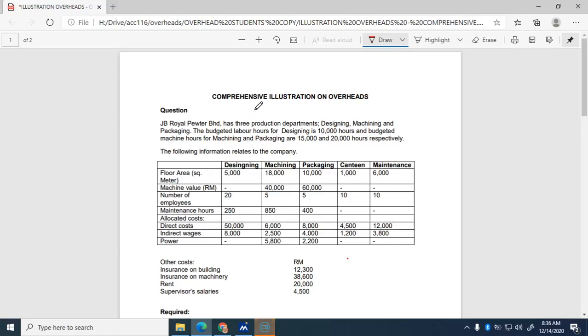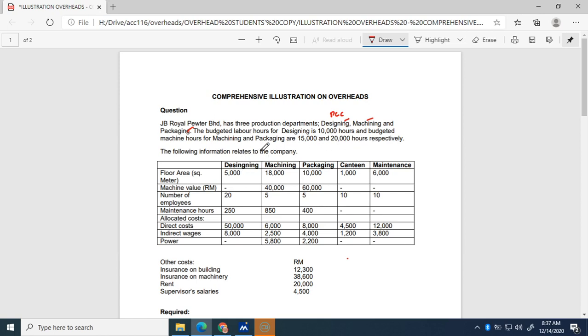Comprehensive illustrations on overheads. We refer to the questions. JB Royal Pewter Berhad has 3 production departments. The production cost centers are designing, machining and packaging. The budgeted labor hours for designing is 10,000 hours, so labor hours are used in designing. Machine hours are used in the machining and packaging departments, which are 15,000 and 20,000 hours respectively.